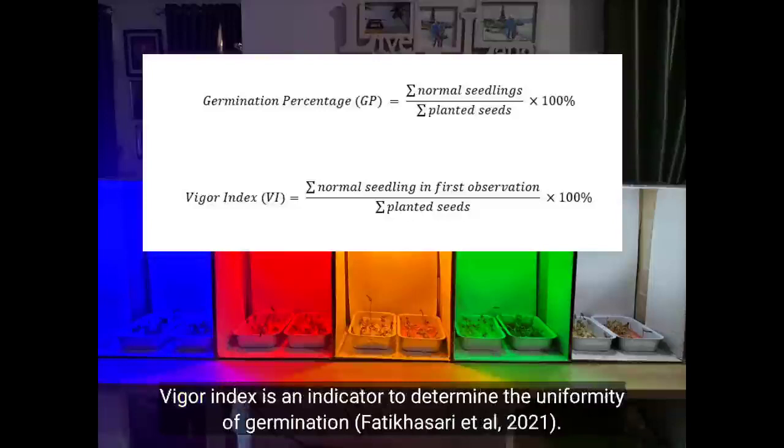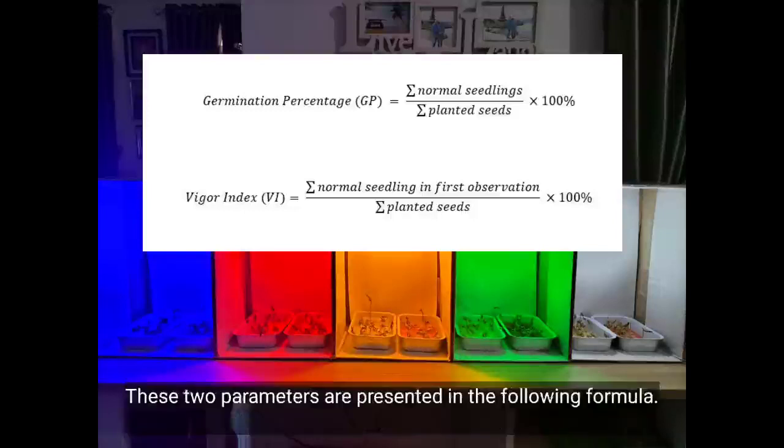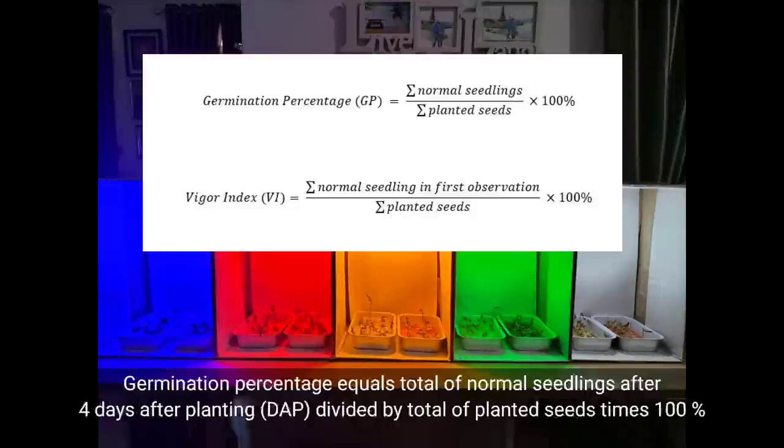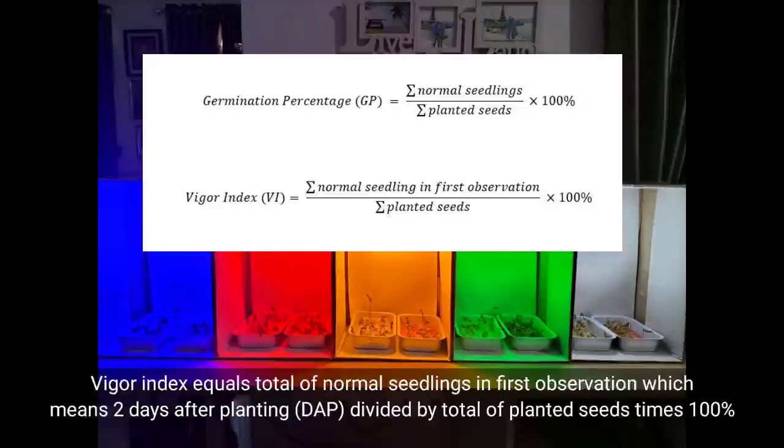Figure index is an indicator to determine the uniformity of germination, according to Makassar et al. 2021. These 2 parameters are presented in the following formula. Germination percentage equals total of normal seedlings after 4 days after planting divided by total of planted seeds times 100%. Figure index equals total of normal seedlings in first observation, which means 2 days after planting, divided by total of planted seeds times 100%.